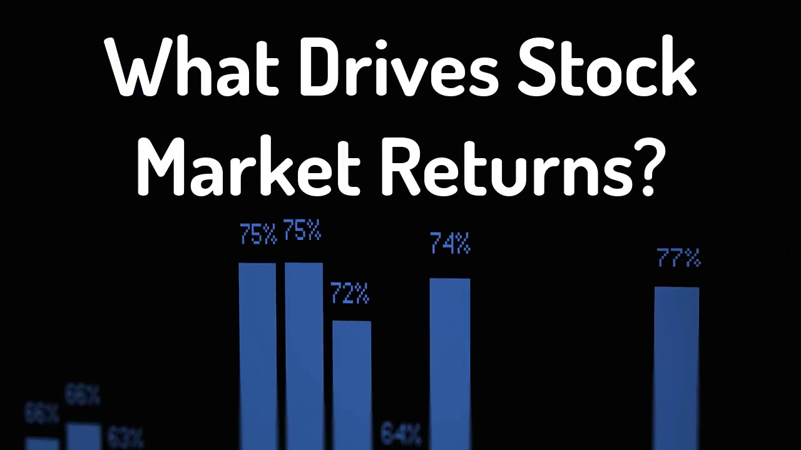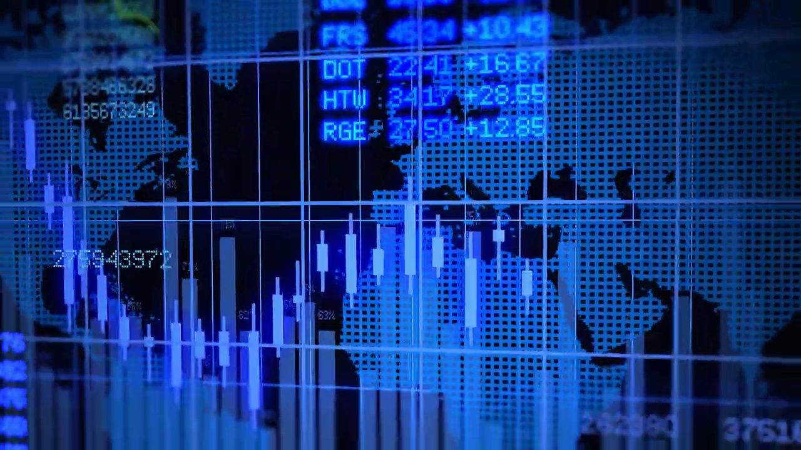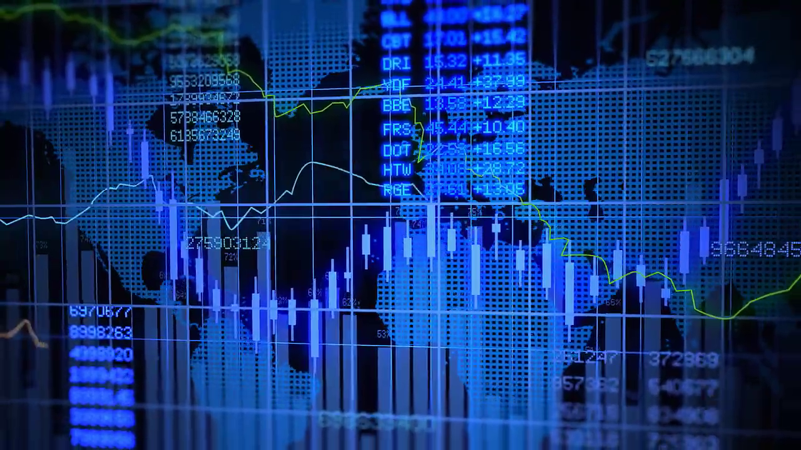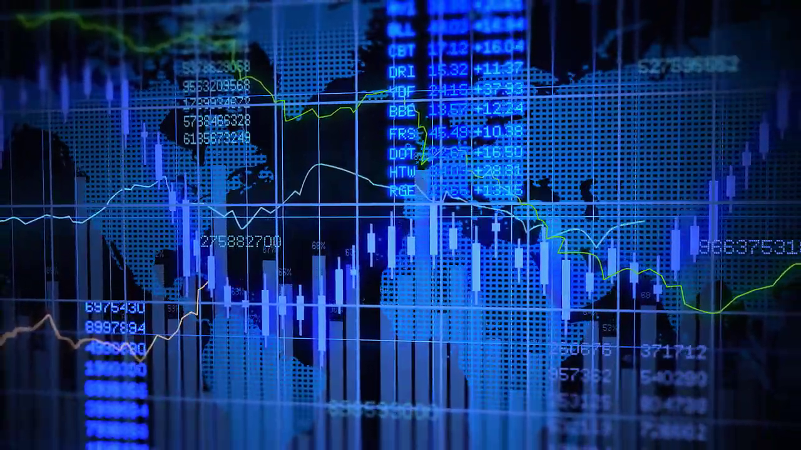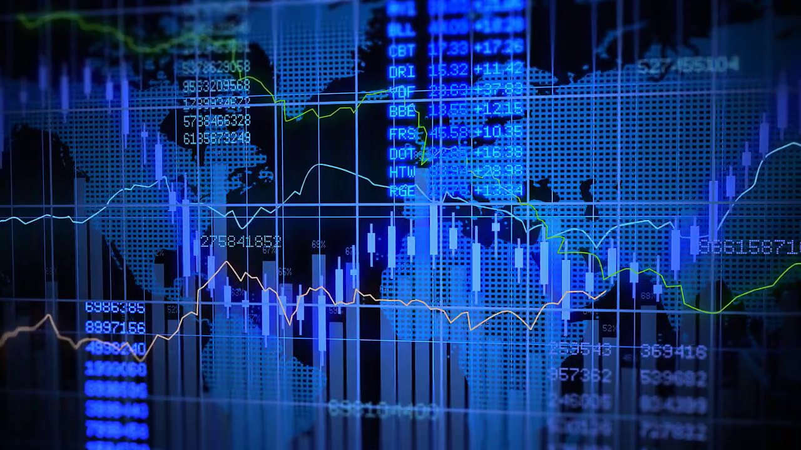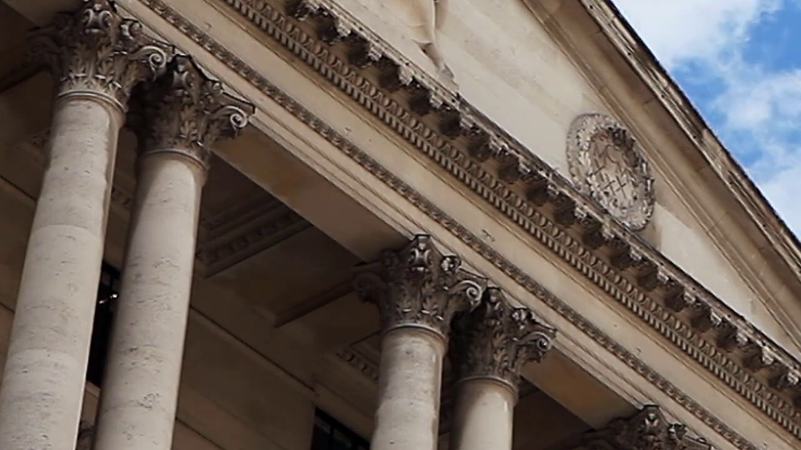What drives stock market returns? Let's clear up some misconceptions about where returns come from, the role of dividends, when they're good, when they're not so good, and how to think about them. So let's think about it using a common savings tool.